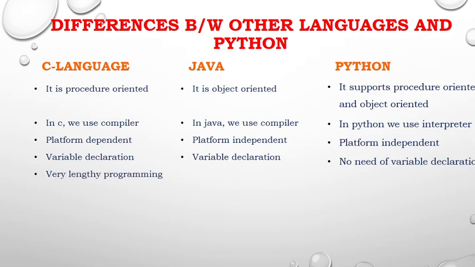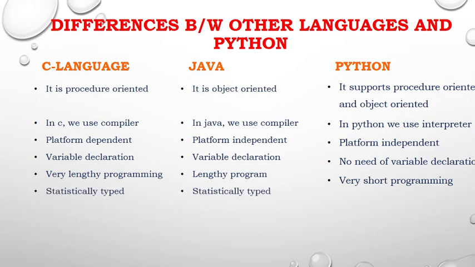And next, writing a program in C is very lengthy, in Java a little bit less, but coming to Python, it's very short compared with other programming languages. So we can write less code and get more benefit in Python.